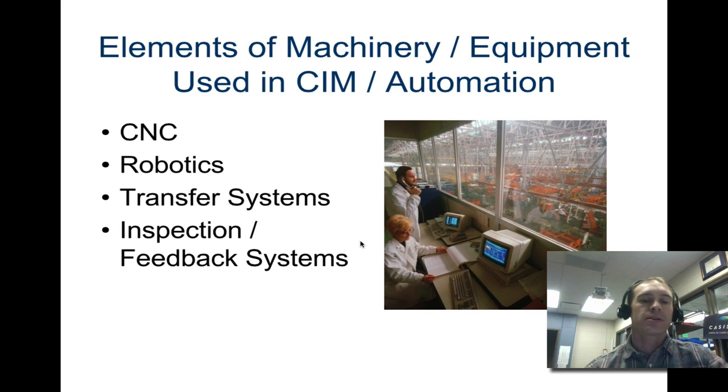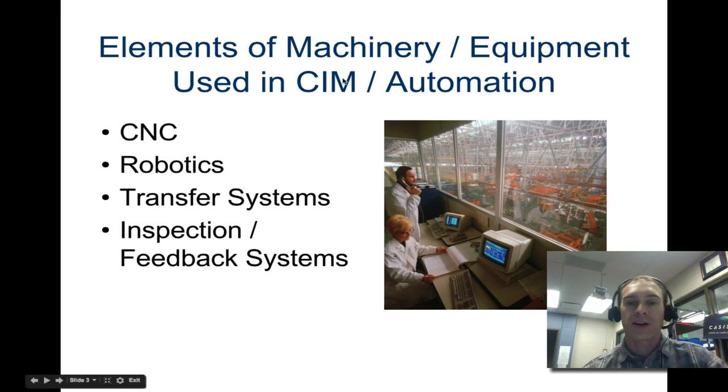So looking at some elements of machinery and equipment used in SIM and automation. Again, SIM is computer integrated manufacturing. That is the name of our class. CNC is computer numerical control. And there are computer numerical controlled robots, transfer systems, and feedback systems, things that get a response and then adjust what they're doing in response to it. That's feedback.